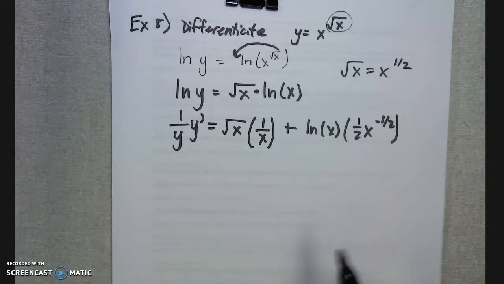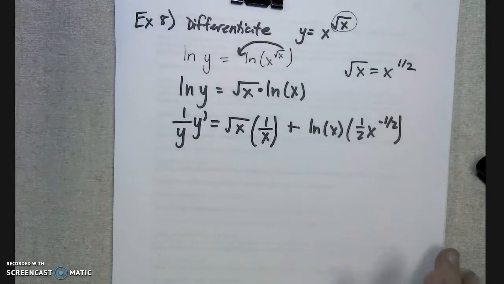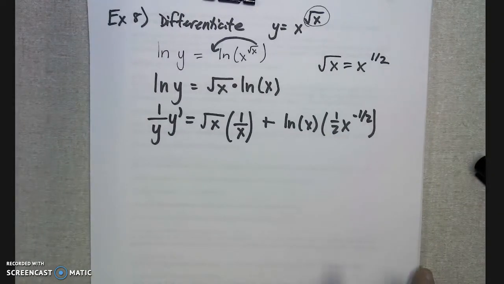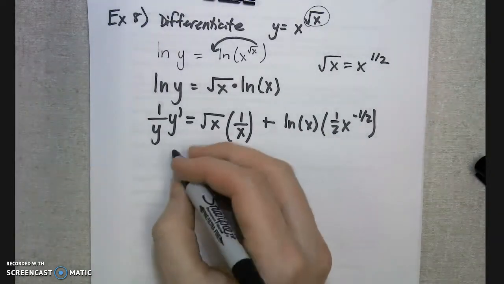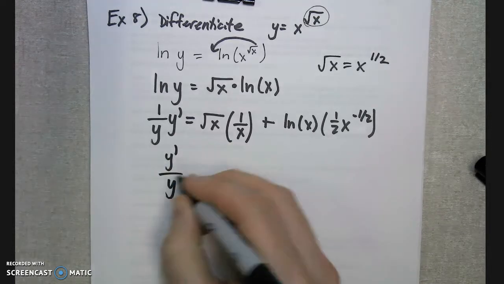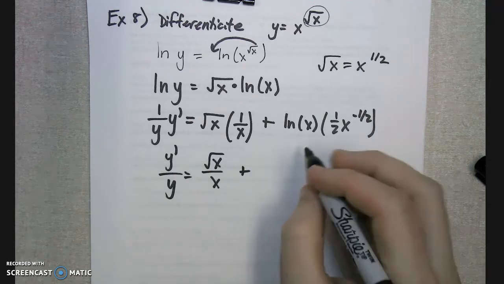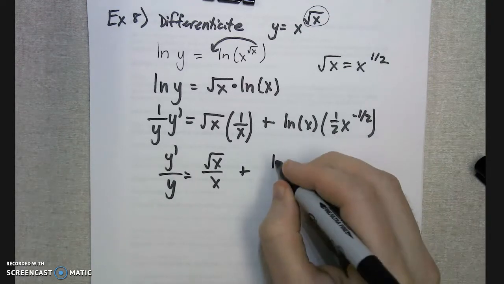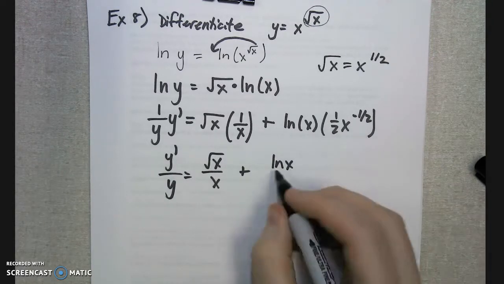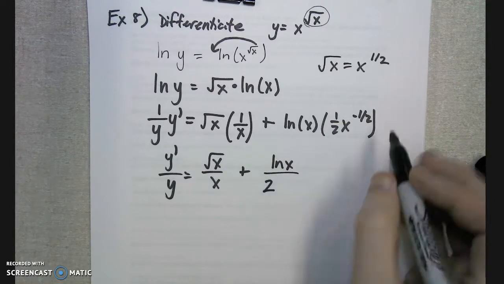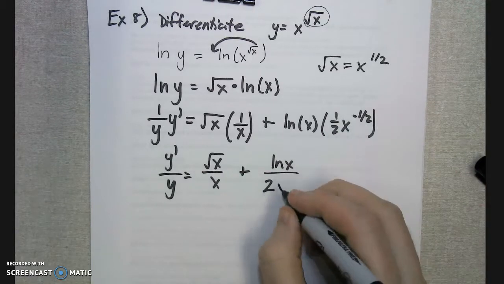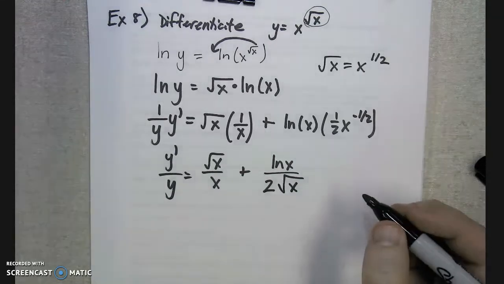Now we want to simplify what we can, and we want to solve for y prime. So I guess I would change these into fractions. So I've got natural log x on top, and then I've got a 1/2, so there's a 2 on the bottom, and this is a negative exponent, so square root x on the bottom.